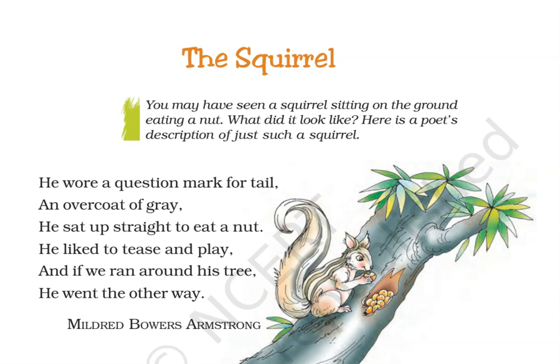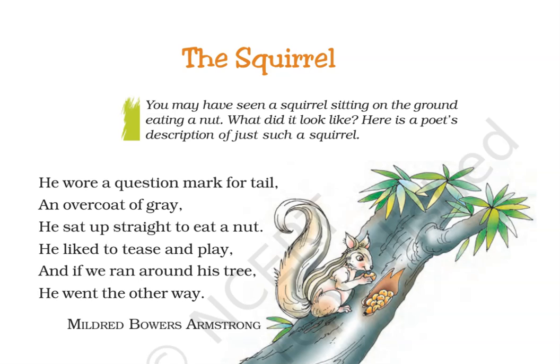My dear little champs, today we are going to do a poem, The Squirrel, written by Mildred Armstrong. The poet has described the squirrel the way he thinks the squirrel is, and he has noticed a specific characteristic of the squirrel regarding its eating habit, its playing habit and its fur coat, that is the skin. He has described all these three things in just 6 lines, which is the shortest poem.